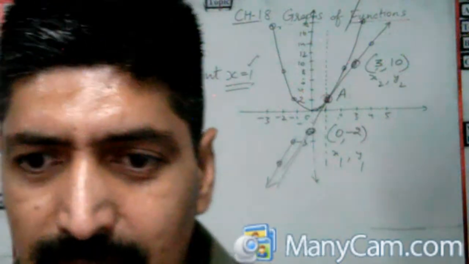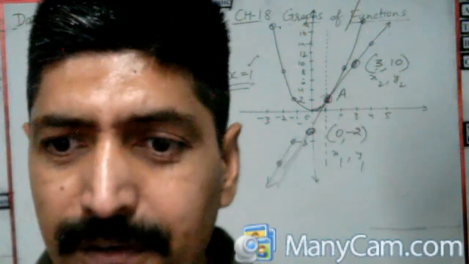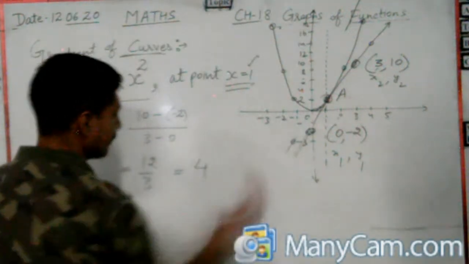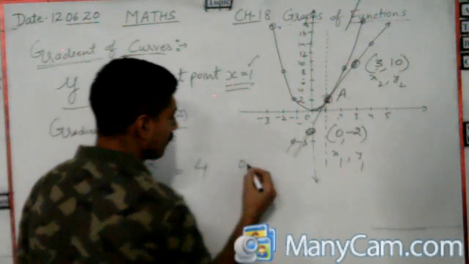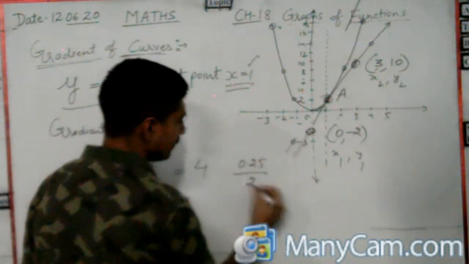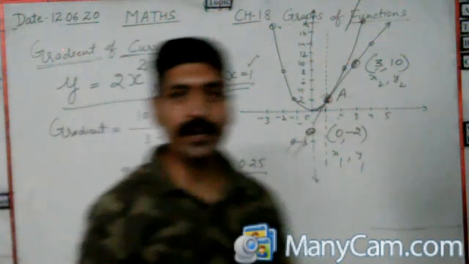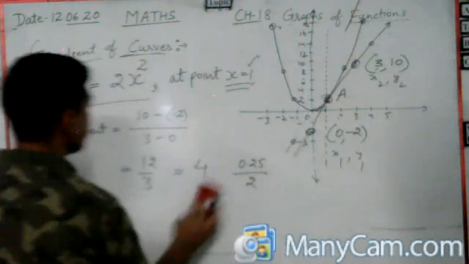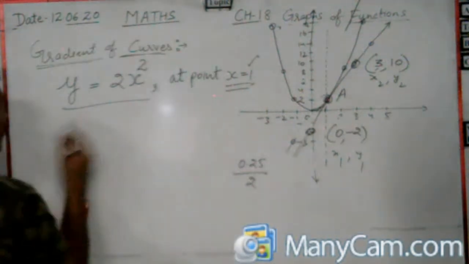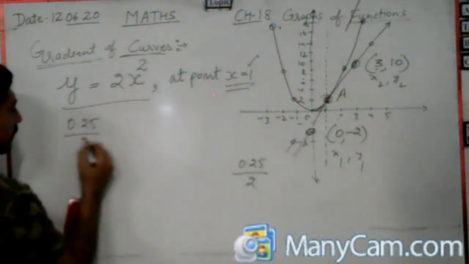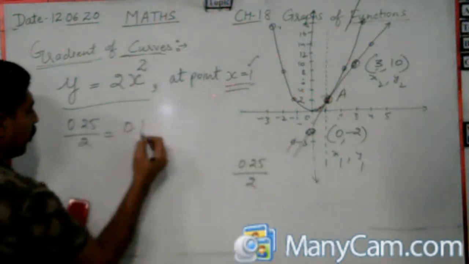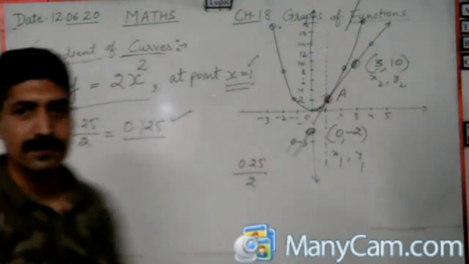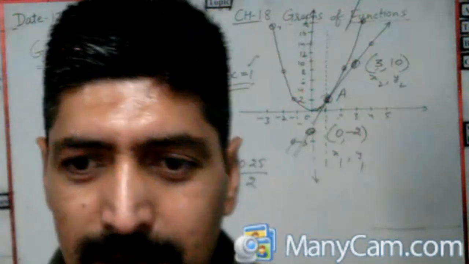Half of 0.25, half of 0.25, that is 0.125. Half of 0.25, that is 0.125. So it is from Puneet.